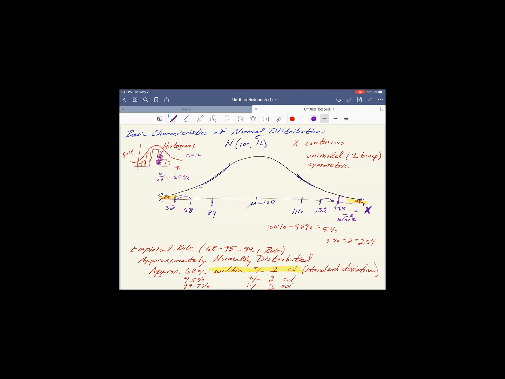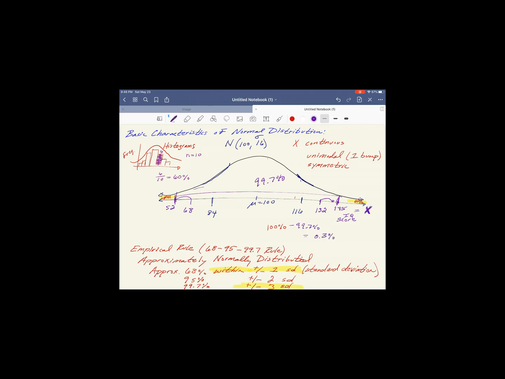Okay, so now let's add 16 to that 132 and subtract 16 from the 68. Now we're showing 3 steps below the mean, 3 steps above the mean. So this is within plus or minus 3 standard deviations. We have that 99.7% of the people found at random would be between these two values. And again, we can use the same reasoning to get the area in the tails if we would like. Here we have 100% subtract 99.7%.